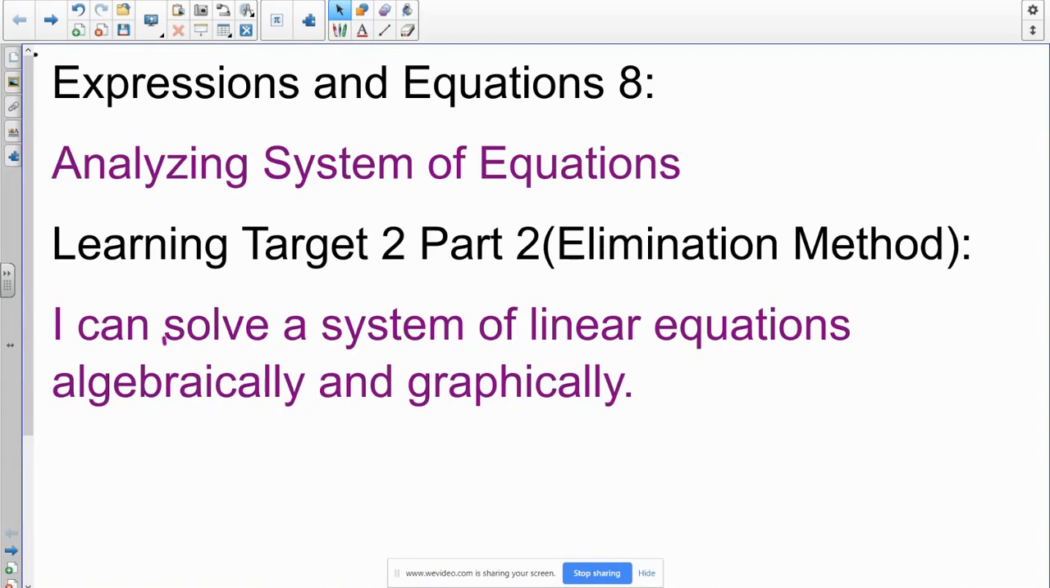Expressions and equations number 8. We're still analyzing systems of equations, but in part 2 of Learning Target 2, we're going to get the privilege of learning the elimination method.